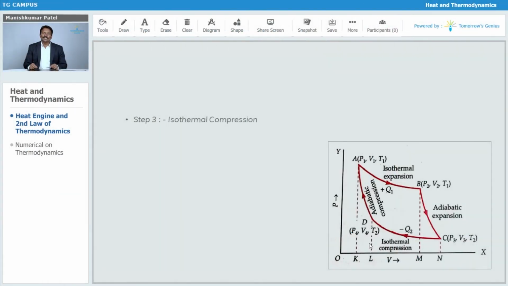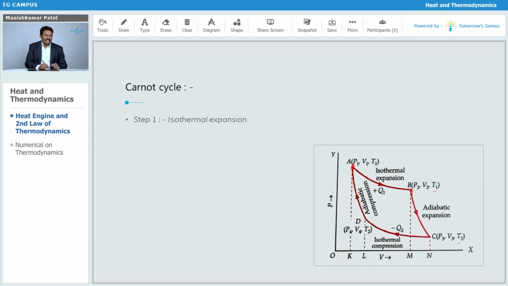Let's see now the third step, which is the isothermal compression in the Carnot engine. Till now we have seen that there are mainly 4 steps, 2 isothermal and 2 adiabatic. In the first step, it is the isothermal expansion where the gas is going to expand from V1 to V2. This is how you can write it down.